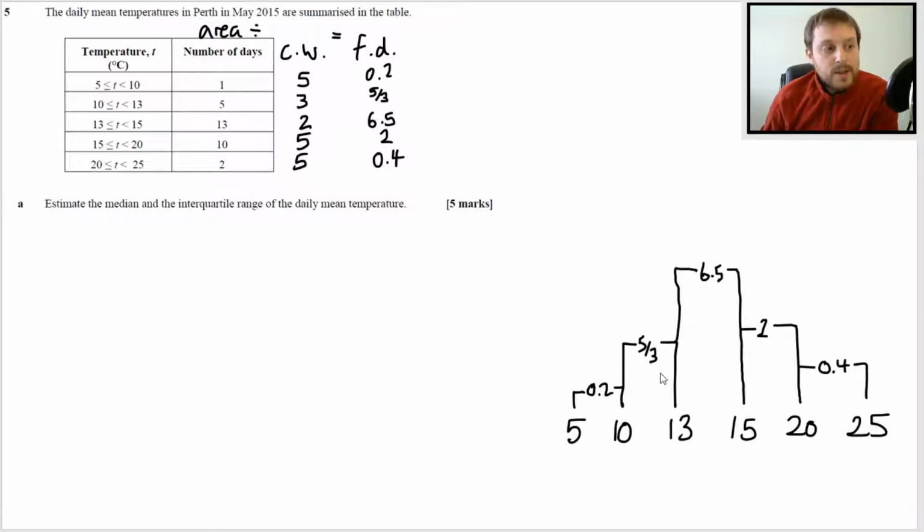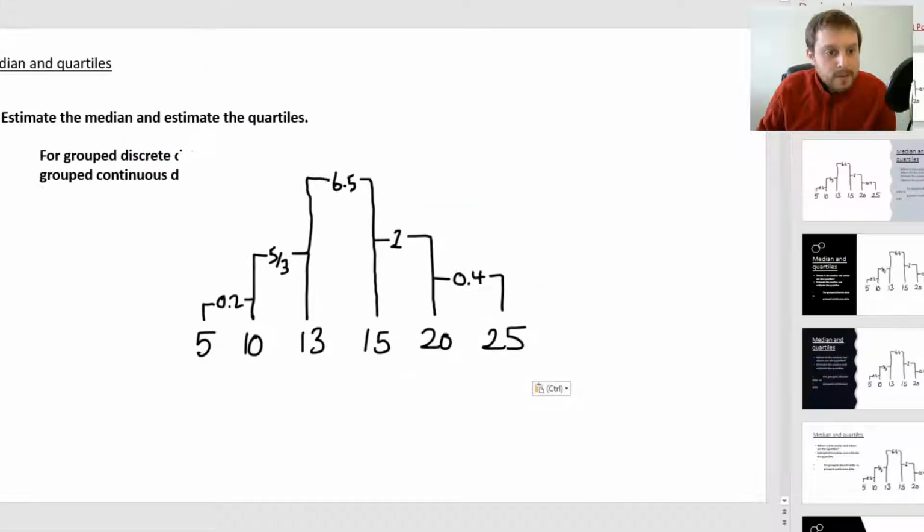So this is my sketch of my histogram, right? This is clearly not drawn accurately. If I had graph paper and I was doing all of this really accurately, all of these would be the right size and in the right place. But each of the areas is correct, right? 5 times 0.2 is 1. 3 times 5/3 is 5. 2 times 6.5 is 13. 2 times 5 is 10. And 5 times 0.4 is 2, right? So each of the areas is the right frequency, and they are lined up in approximately the right place. So I'm going to take a little screen cap of this because I'm going to need to use it a few times. I'm just going to pop it there and bring it back when I need it.